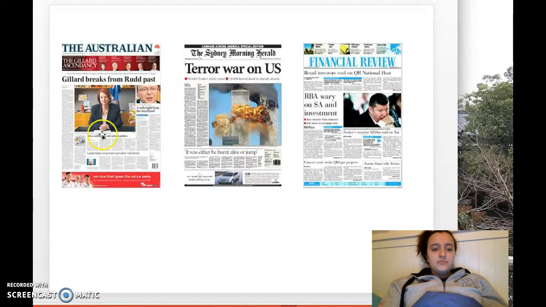Alright, in your books, I want you to write The Australian, Sydney Morning Herald, and Financial Review. For each of these 3 articles, I need you to dot point why it is a broadsheet, okay? What makes these a broadsheet? Take a couple of minutes to do that now for each of these 3 articles.